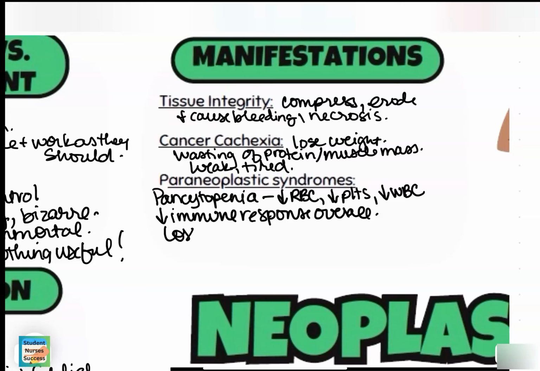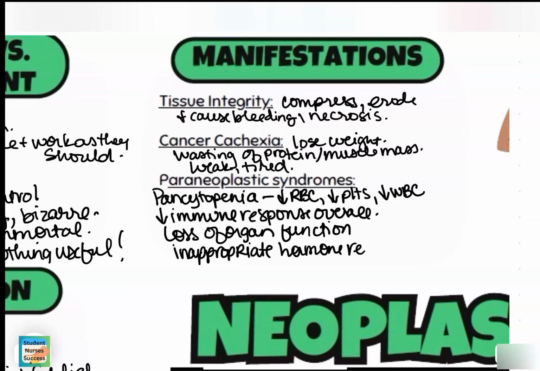maybe loss of organ function, kidneys not working, liver not working, difficulty breathing with lung cancer. And we also may see inappropriate release of hormones. We have a tumor cell that's secreting a lot of hormones that may be causing us some problems. Sometimes they can release too much catecholamines and cause high blood pressure or alter the communication in the body.